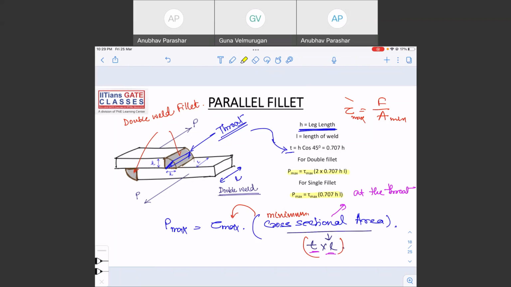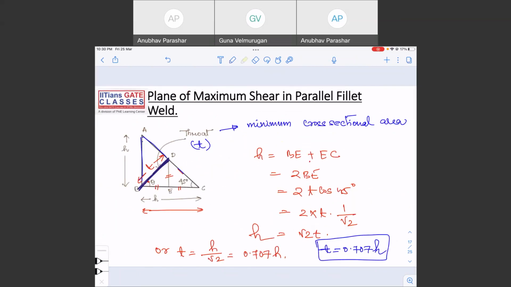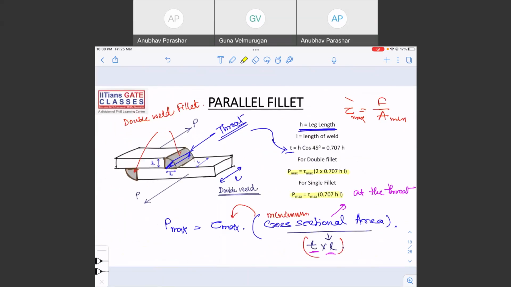So two to three things that you need to remember here, whatever you have learned. First of all, what is the throat? Throat is the minimum cross-sectional area. What is the thickness of the throat? Thickness of the throat is 0.707 into H, where H is the leg length, right? Then what is the value of P max? For a double fillet joint, P max is equal to tau max into 2 into 0.707 HL. For a single fillet, P max is equal to tau max into 0.707 HL, right?